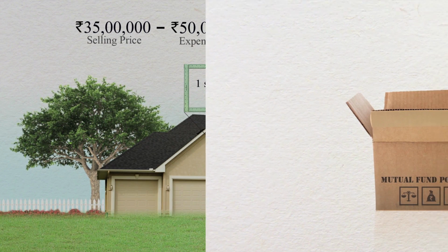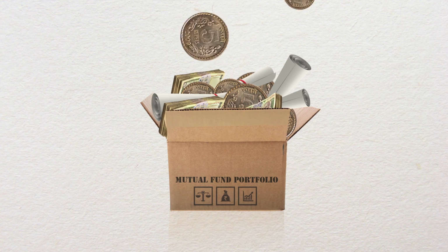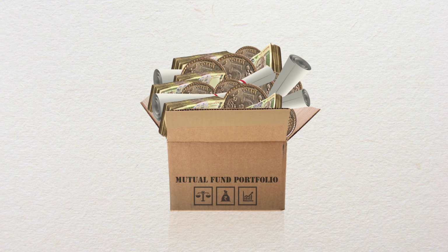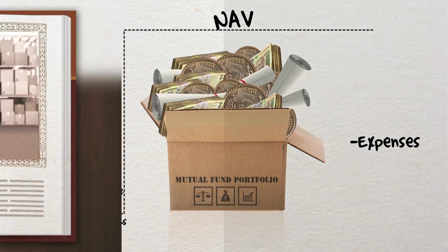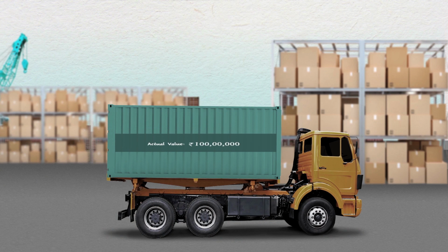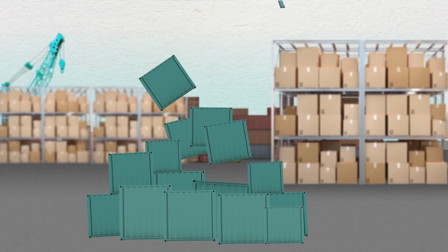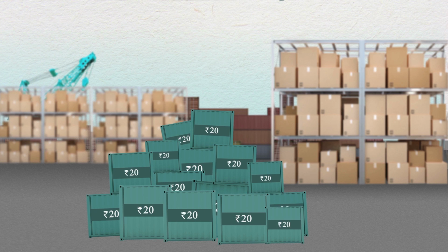Just like that, the NAV per unit of a mutual fund scheme is the sum total of the market value of all the assets held in the portfolio, including cash, less expenses, divided by the total number of units held by all the investors. So say the market value of all the assets of the scheme after deducting expenses is rupees 100 lakh and the scheme has issued 5 lakh units to investors. Then the NAV per unit of the fund is rupees 20.